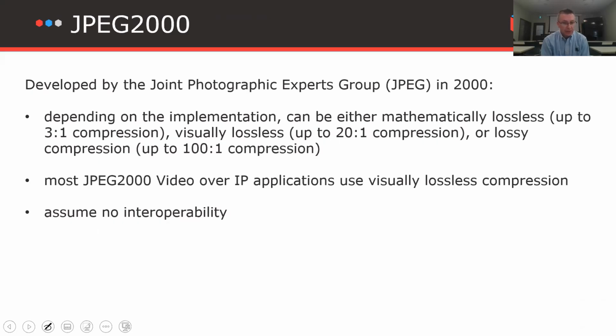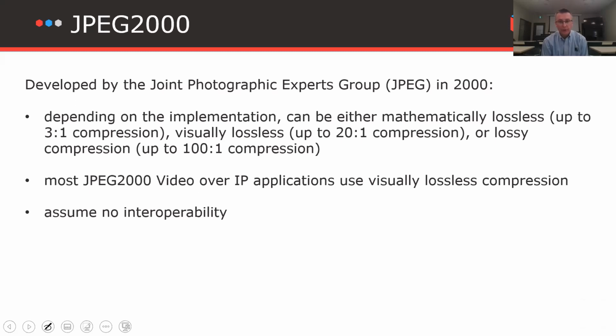Second one is JPEG 2000. This one is particularly useful for us in Pro AV. It's unique in the sense that you can choose a level of compression, so it can end up being either mathematically lossless, visually lossless, or lossy, depending on your application, all within the same codec. So it gives you a lot of flexibility there. Most of the applications you're going to see, especially in the Pro AV space, use visually lossless, which we'll explain in a couple of slides.